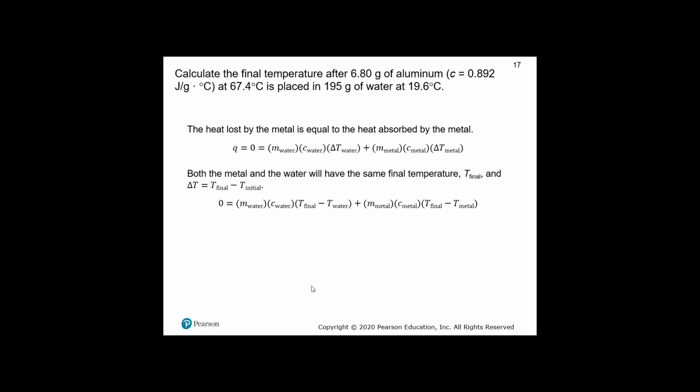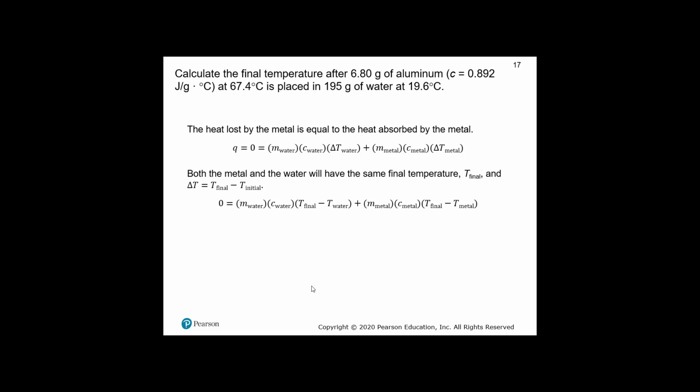Okay, so calculate the final temperature after 6.8 grams of aluminum at 67.4 degrees Celsius is placed in 195 grams of water at 19.6. So the heat lost by the metal is equal to the heat absorbed by the metal. Is that right? No, that should be water. Sorry. The heat lost by the metal is equal to the heat absorbed by the water. Both the metal and the water will have the same final temperature. So this is a perfect example of what I was just saying.